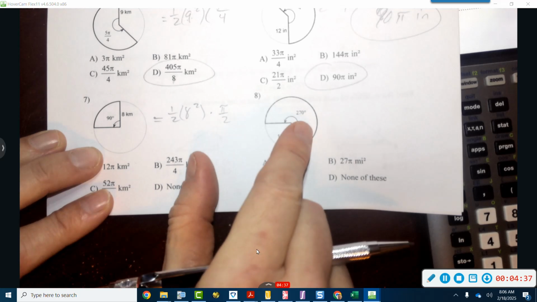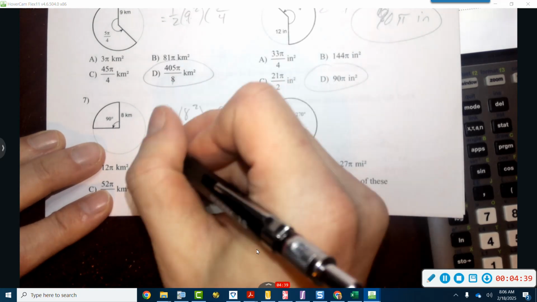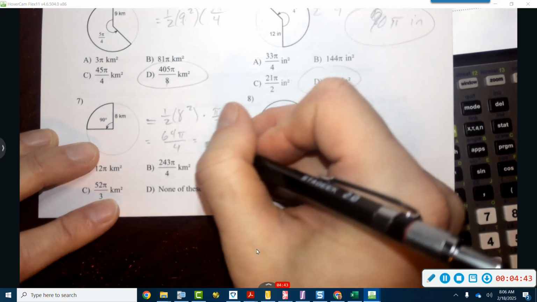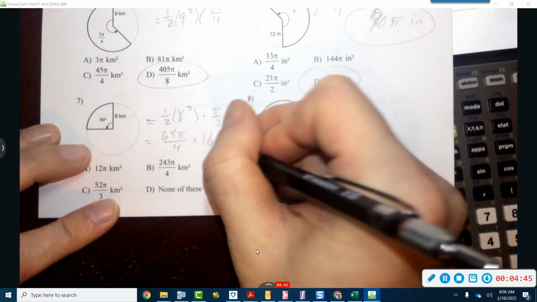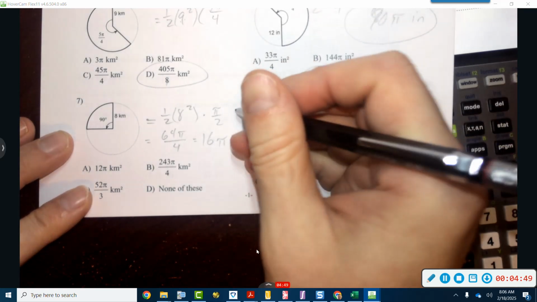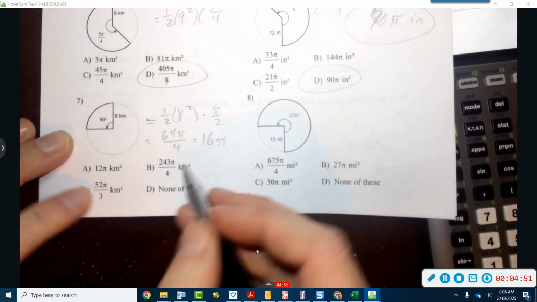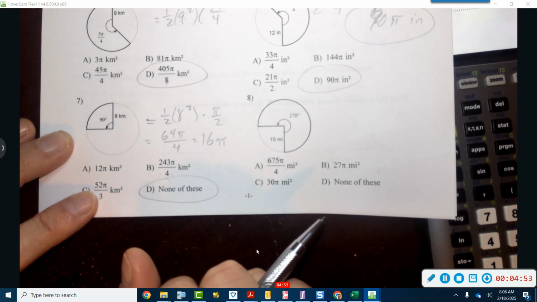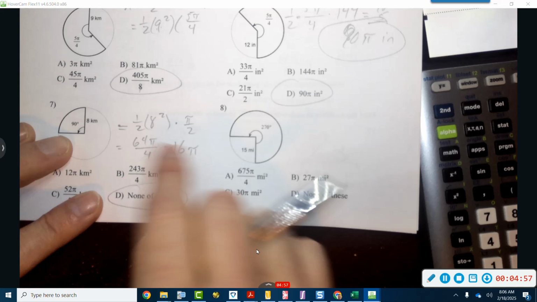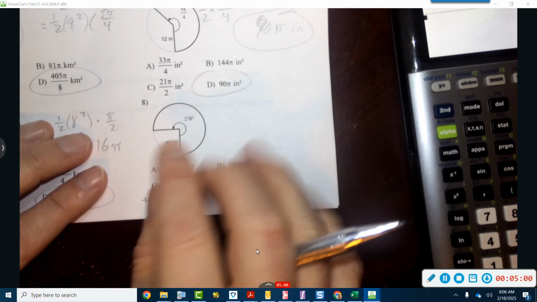I'm going to convert this guy to radians as well, and I get 64 pi over 4. And 4 goes in there once, and then 4 goes in there twice, 6 times. So I'm getting 16 pi, and I don't see that there, so this is a none of these. I'm feeling pretty confident with that answer, so I'm going to go ahead and not look at it again and know it's none of these.